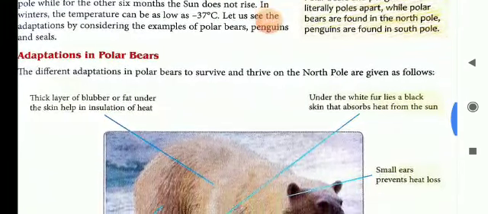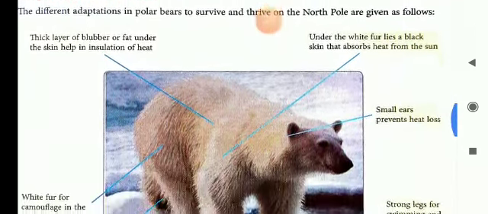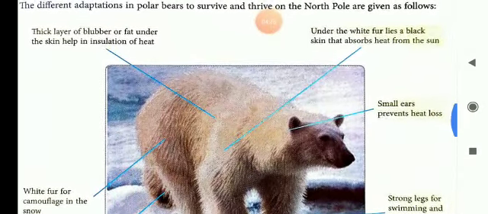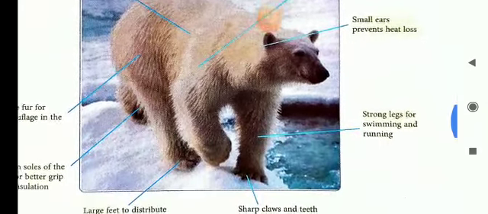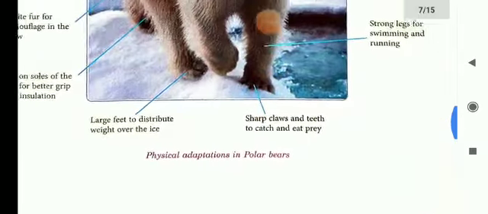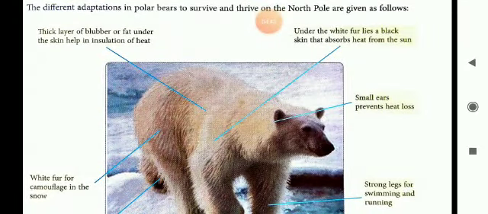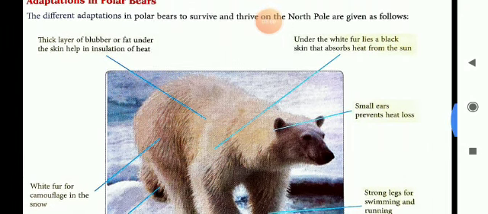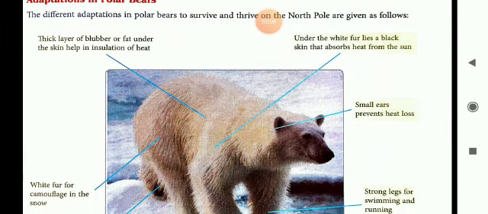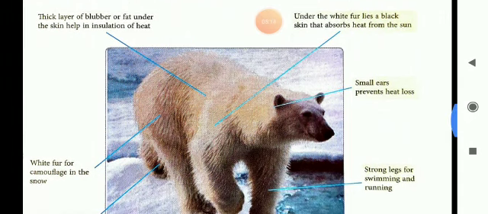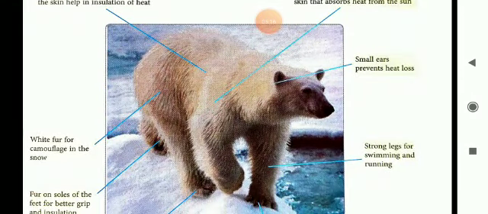So first, adaptation in the polar bear, which is present in the North Pole. You can see in this figure the different structures, changes in body shape, which make them fit for that particular condition. See here, the polar bear has a thick layer of blubber or fat under the skin which helps in insulation of heat. It is so thick that it cannot let the heat out, so it does not feel cold. Under the white fur lies a black skin that absorbs heat from the sun. First of all, see here the outside white fur is there for camouflage in the snow.